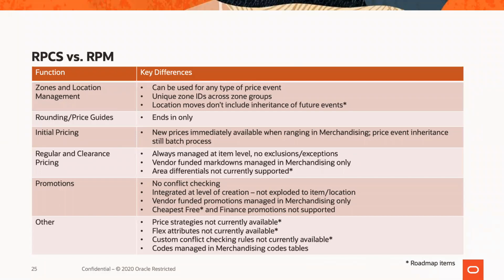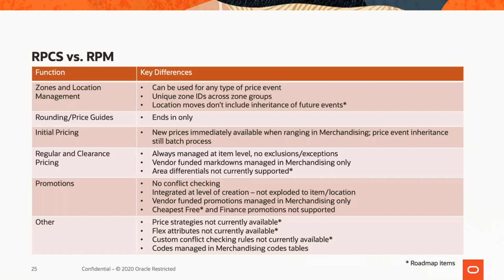And then just the last point here, for those who've worked with RPM before, especially those of you in an implementation role, RPM had its own codes table where a lot of reason codes and other things for the solution were managed. We've moved and consolidated all of that into the merchandising codes table, which is what we've done for a lot of our other solutions, which provides a little more flexibility for managing when customers need to add their own reason codes or just turning on and off certain capabilities.